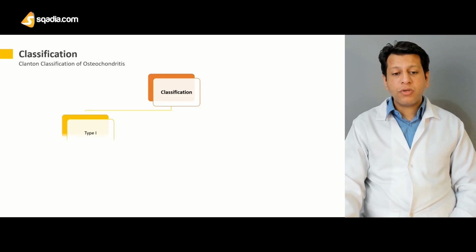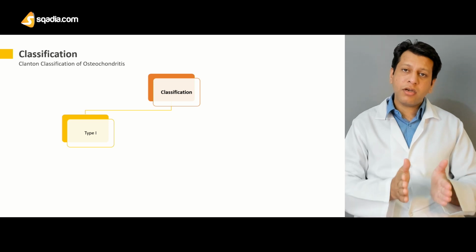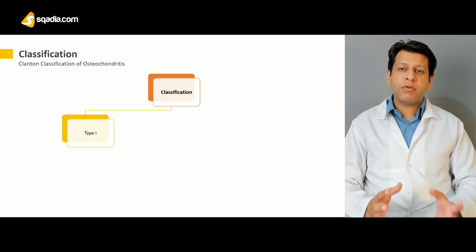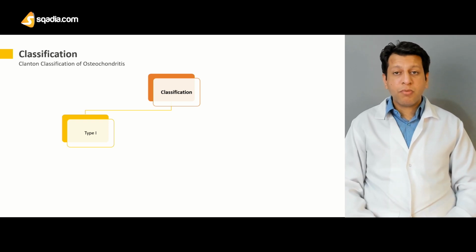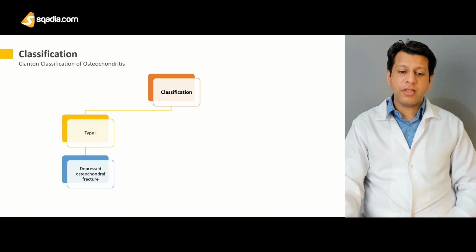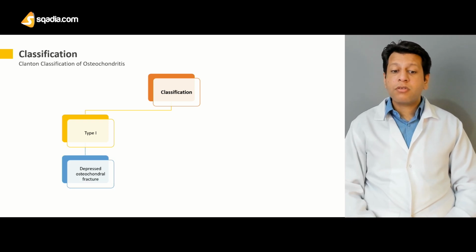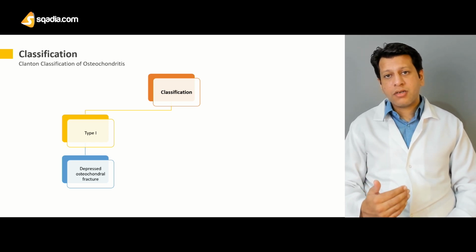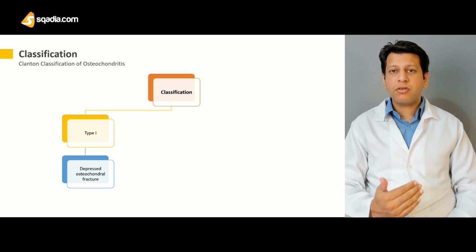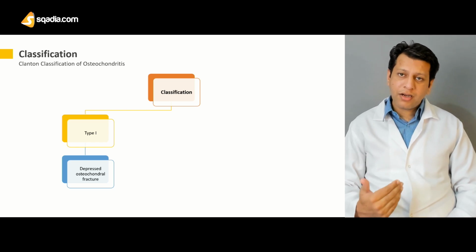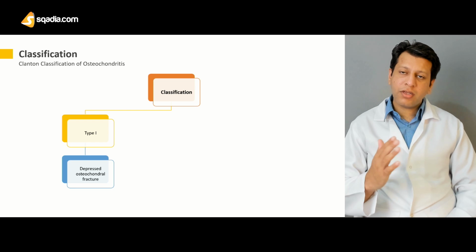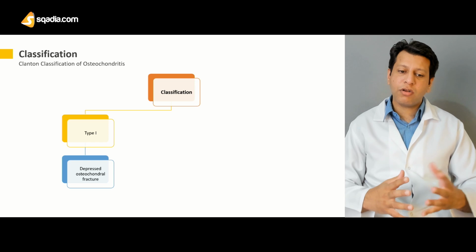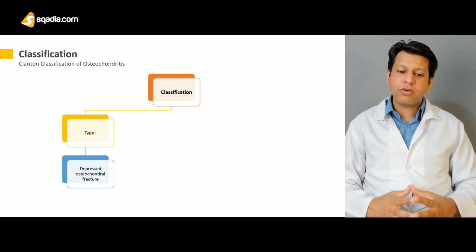Why is this type 1? Because this is mainly related to the very early stage of the disease, in which the symptoms may be very mild or the patient may be asymptomatic at times as well. And this is usually where there is a depressed osteochondral fracture. Now, why does this fracture occur? Because the problem is in the subchondral bone and the cartilage has started to move out. Therefore, the area is unable to bear weight properly. This would lead to this sort of depressed osteochondral fracture.